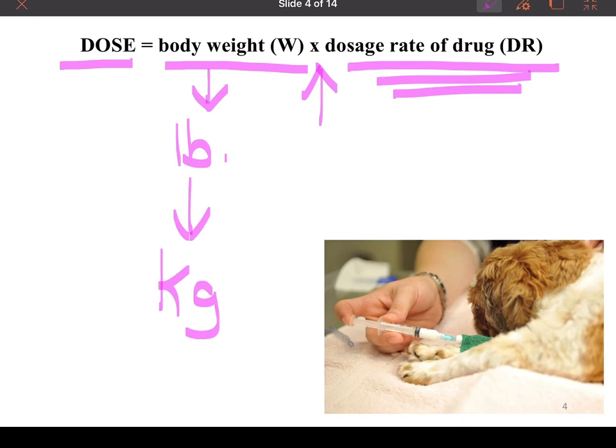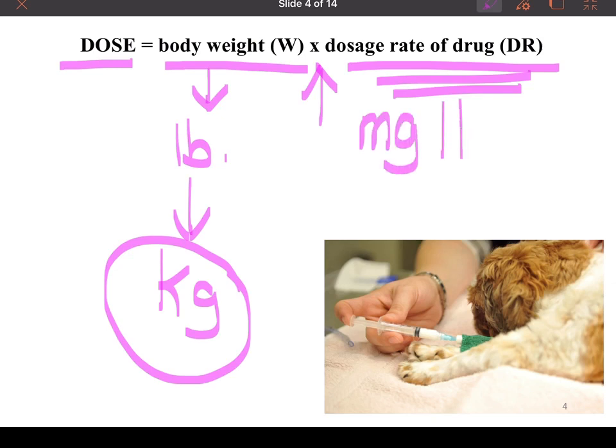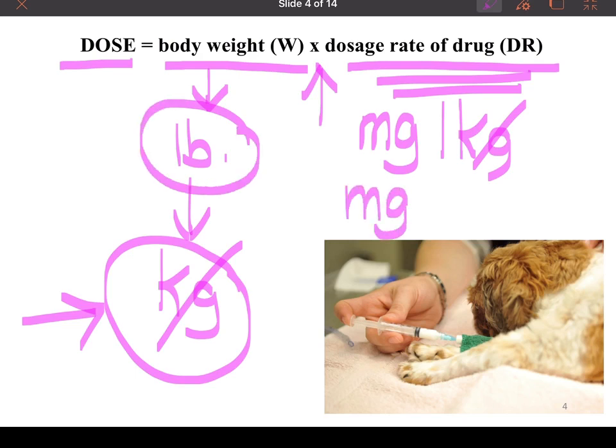The thing to remember is that if you're working with a dosage rate, let's say in mgs per kg, your body weight needs to be in kilograms as well, so we can cancel out these units. We need to work with the same units. By the same token, if you're working with a drug dose in mgs per pound, you need to make sure that your weight is in pounds as well, so those will cancel out.